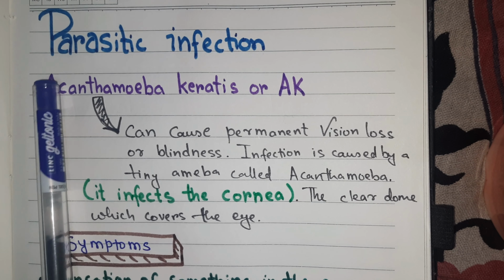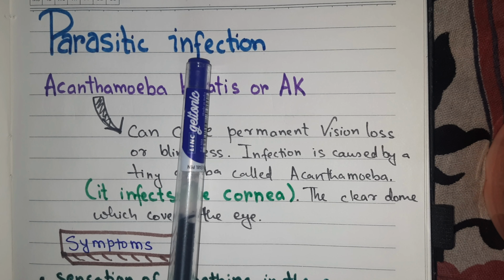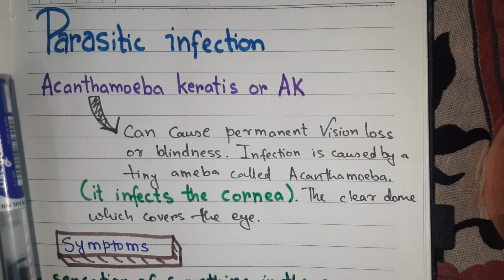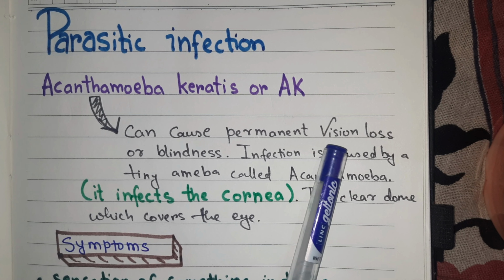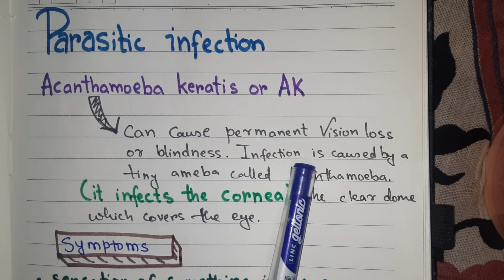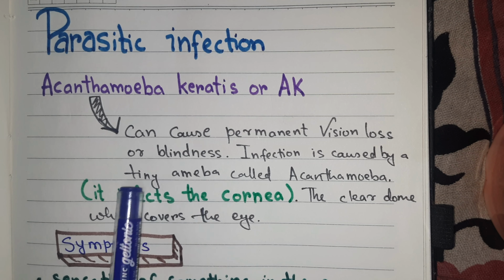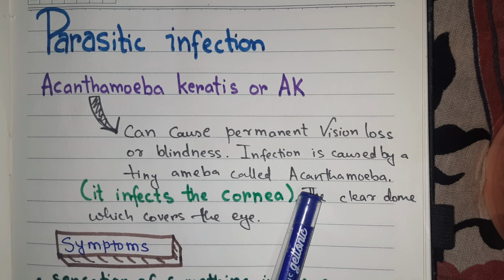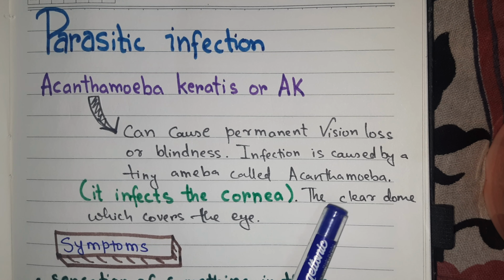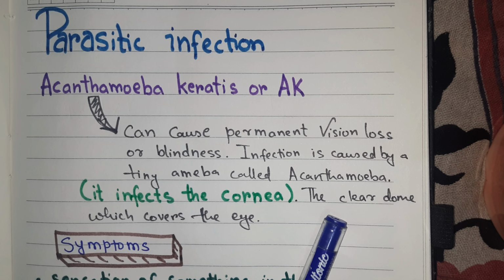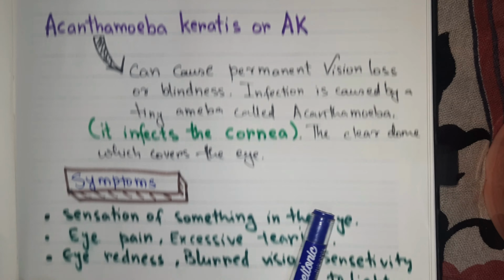The last infection is parasitic infection, which is caused by Acanthamoeba keratitis, or AK. It can cause permanent vision loss or blindness. The infection is caused by a tiny amoeba called Acanthamoeba. It infects the cornea, the clear dome which covers the eye. This happens when water or contact lens solution enters the eye through small scrapes that can be caused by contact lens wear or other minor eye injuries.